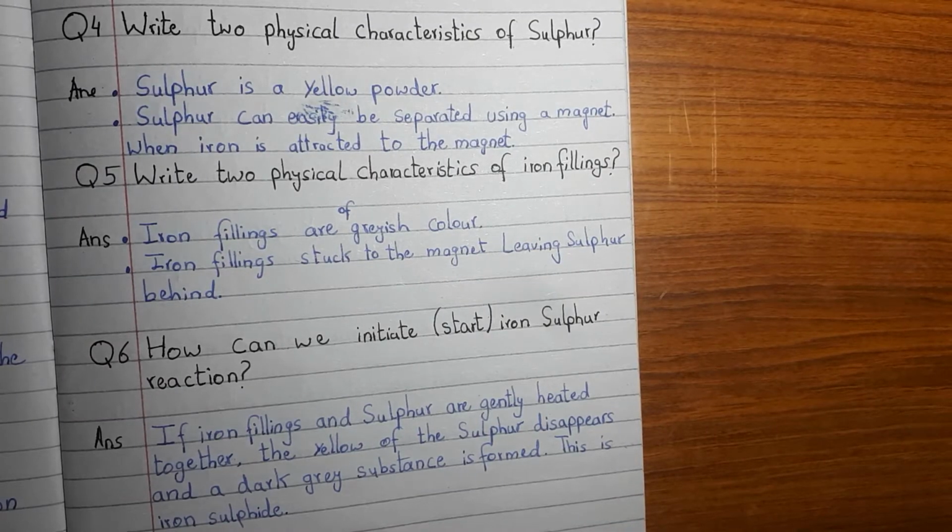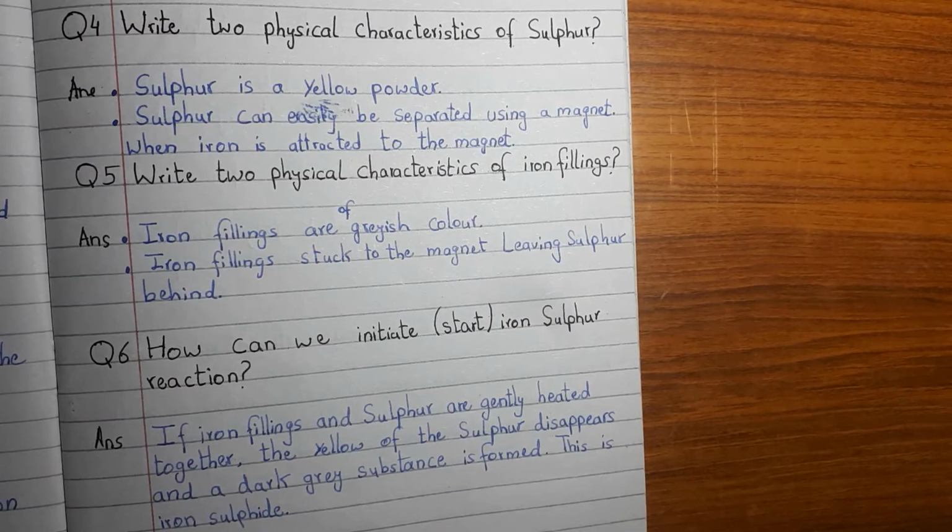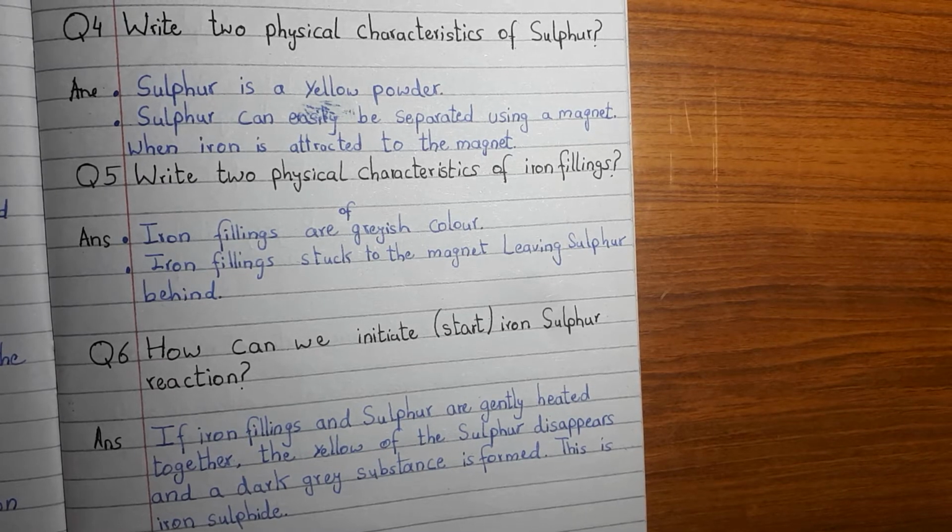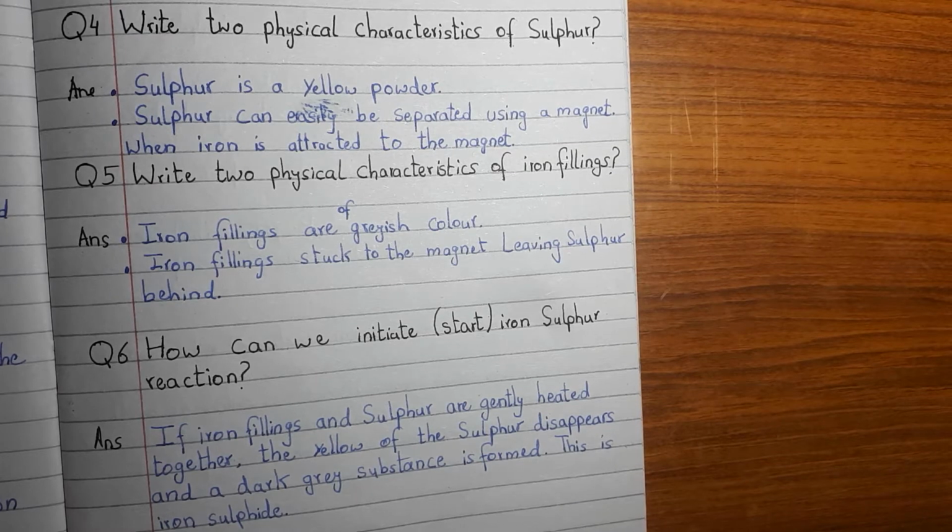Write two physical characteristics of sulfur. Number 1 point, sulfur is a yellow powder. Number 2 point, sulfur can easily be separated using a magnet, when iron is attracted to the magnet.